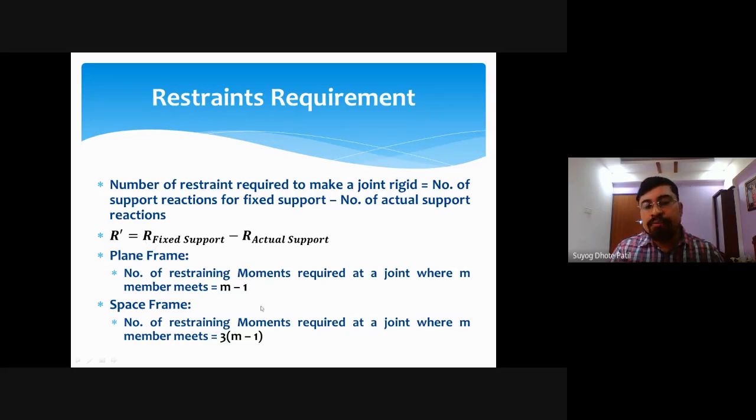So m minus 1: if a joint comprises 4 members, R dash will be 4 minus 1, which is 3. If a single beam has one internal hinge, the hinge will divide the beam into two parts. So the value of m will be 2, and 2 minus 1 will be 1. So one reaction we have to provide to make it fixed. For a space frame the formula is the same, but the 3 stands for three-dimensional.